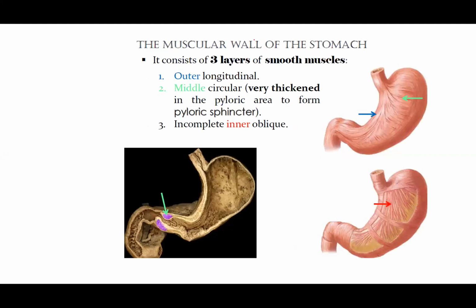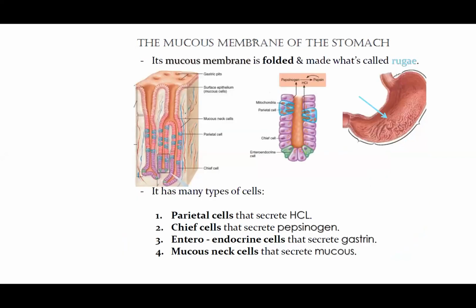So the muscular wall of the stomach consists of 3 layers of smooth muscle: the outer longitudinal, middle circular, very thickened in the pyloric area to form the pyloric sphincter. So the sphincter of the pyloric region is derived from the middle circular muscle and an incomplete inner oblique muscle. So the wall of the stomach is muscular. And you should also know about the mucosa, the mucous membrane of the stomach. It is characterized by running into folds that are described as rugae.